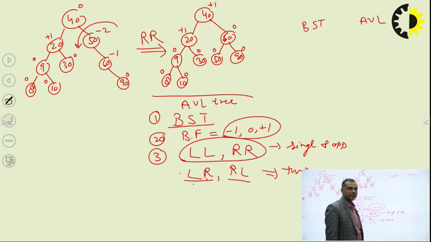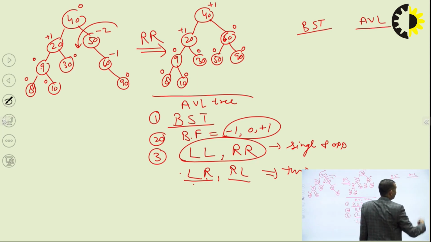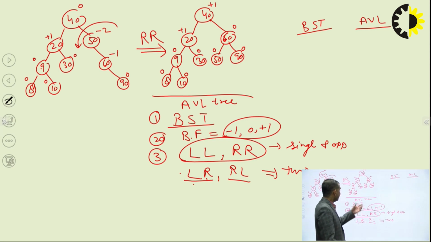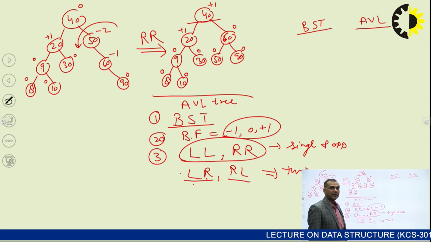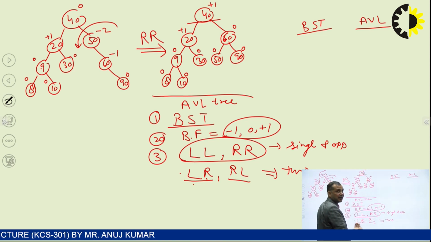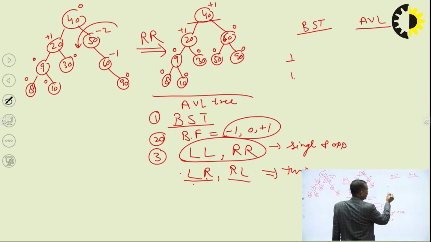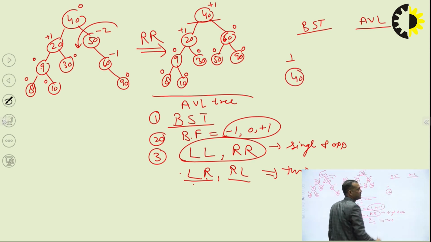So if we have to search for any element, what do we do? We use the BST, and where we use the AVL tree, here we have shown that when we have to draw an AVL tree, every time we insert one value. If this tree has height 1, it has only one element, 40, so we can find it easily.